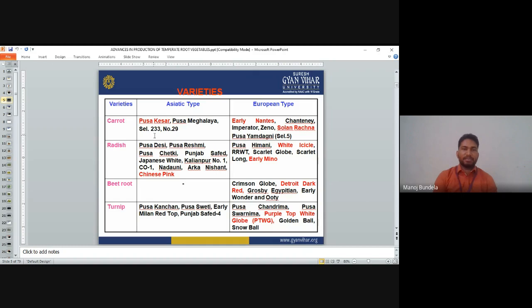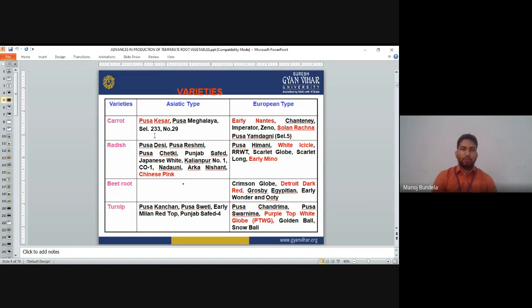Next is varieties. There are two types of varieties: one is the Asiatic type and the second is the European type. In carrot, the Asiatic type varieties are Pusa Kesar, Pusa Meghali, Selection 233, and Number 29. Next are the European type varieties like Nantes, Chantenay, Imperator, Geno, Solan, Rachna, and Pusa Yamdagni.